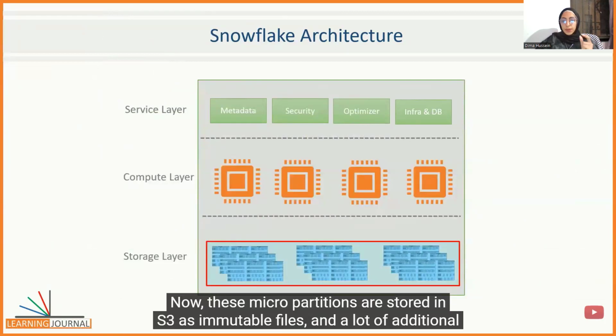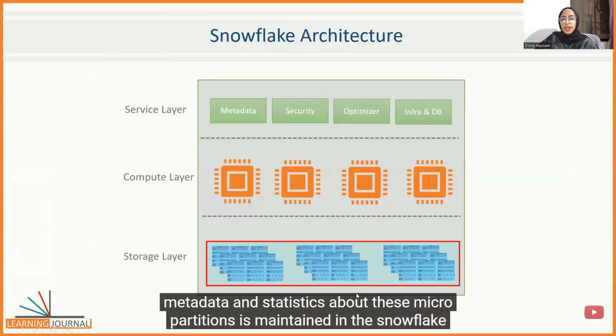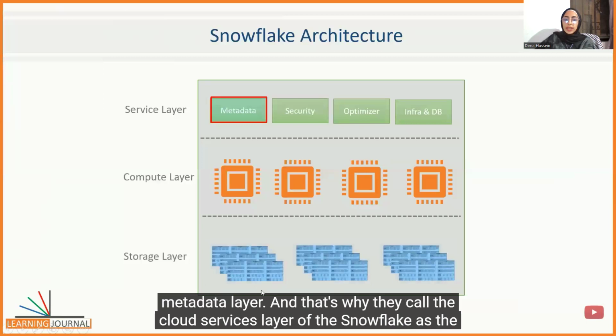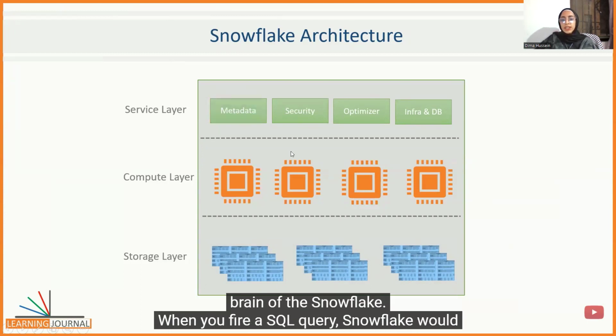And the micro partitions are stored in the S3, as we just saw in the previous slide. S3 files are immutable, and a lot of additional metadata and statistics about these micro partitions is maintained in the Snowflake metadata layer here in the service layer. And that's why they call the service layer the brain of the Snowflake.